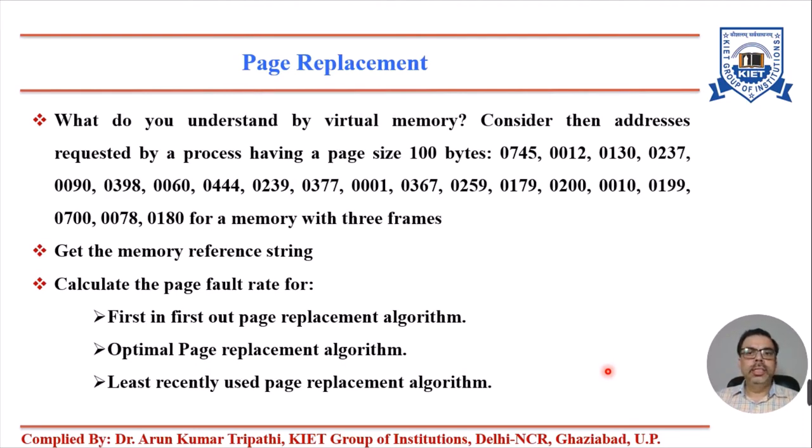So let us consider the pages that are required by the CPU. We have to find out the reference string from this memory reference, and then there are three techniques. First one is FIFO, second one is optimal, and third and last one is the LRU page replacement algorithm. So we will discuss one by one.